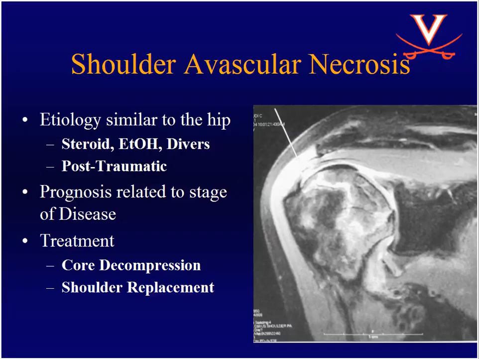Let's move on. Avascular necrosis occurs very commonly in the hip and also occurs in the shoulder, very similar to the hip. It occurs with steroids, alcohol, deep sea divers, post-traumatic. And so it's simply a prognosis related to the stage of the disease. If you get to the stage shown here, then you need a shoulder replacement. Early stages, you may be able to do core decompressions.